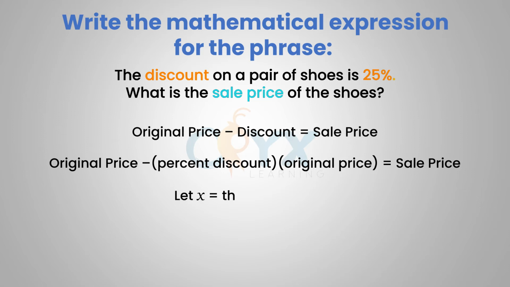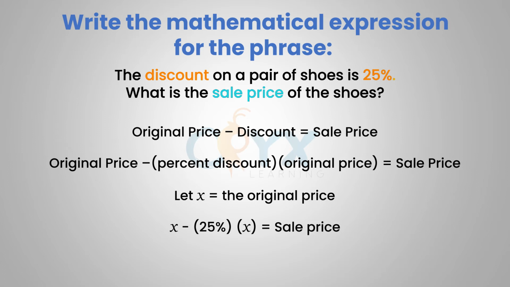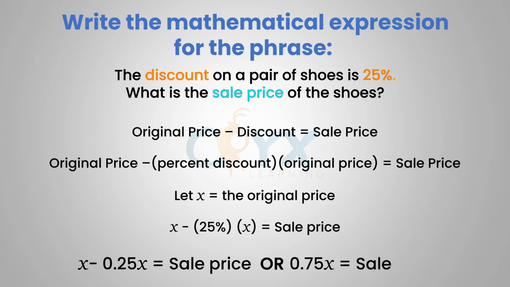If I let x equal the original price, then my equation looks like x minus 25% of x, which equals the sales price. This gives me x minus 0.25x, 25% as a decimal, equals the sales price, or if I take 1 minus 0.25, I get 0.75x equals the sales price.